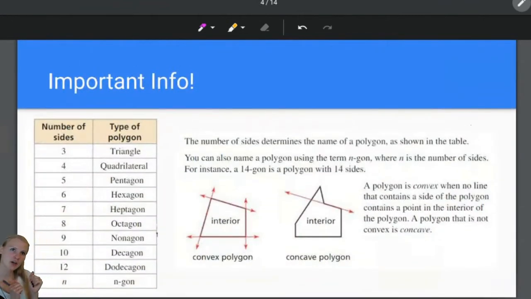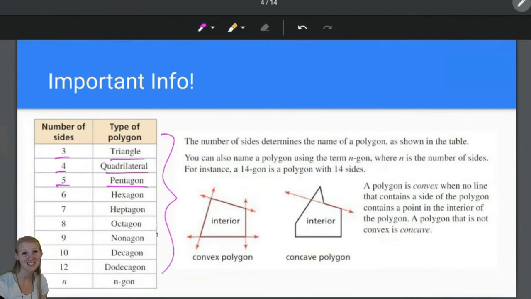Okay. So now that you know what a polygon is, we're going to learn a little bit more about them. So here, on the left, is the names of the most common polygons. So a 3-sided polygon is a triangle, 4-sided is a quadrilateral, 5 is a pentagon, because penta means 5, hexagon is 6, heptagon is 7, and so on and so forth.